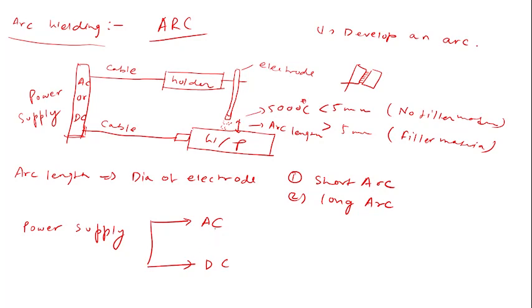First AC we will see. First let's see the DC. Suppose you are using a DC power supply in arc welding. So there will be two polarities.